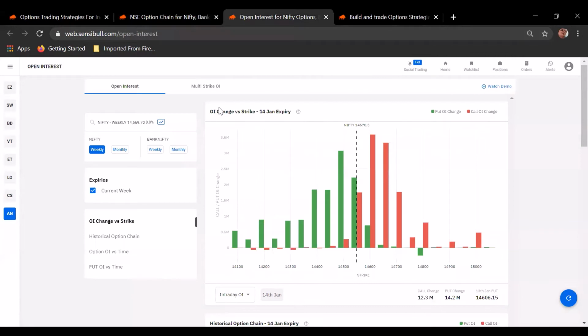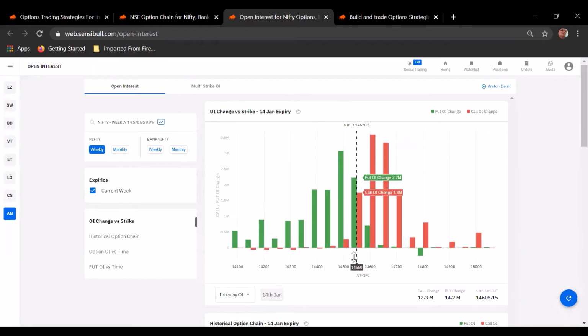Okay, now look at the open interest. This is what is very interesting. Some people have asked me, how did you know? For example, yesterday I said that it looks like the market is going to go down from 14,600. And why I said that was because of this data here.